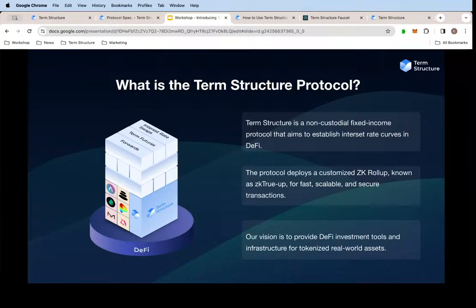So I think the first question we have to answer is what exactly is the term structure protocol? Term structure is a non-custodial fixed income protocol that aims to establish interest rate curves in DeFi. And this includes the development of primary markets with auctions and secondary and repurchase markets with real-time order books. And the protocol achieves scalability by using zk-True-up, a customized ZK-rollup that functions as a gas compression engine. And our vision is to provide comprehensive investment and hedging instruments for DeFi and infrastructure for tokenized real-world assets.